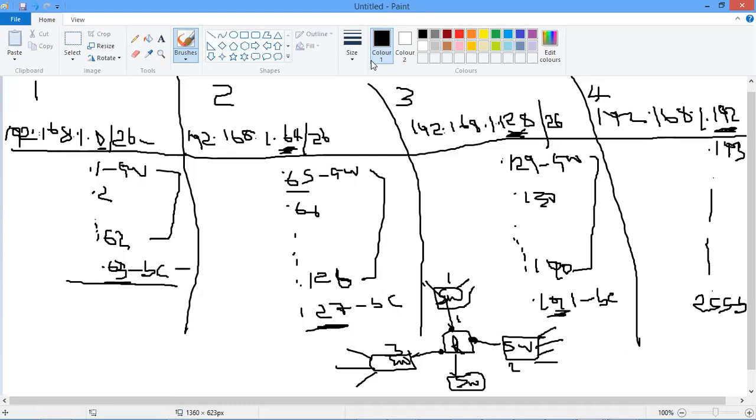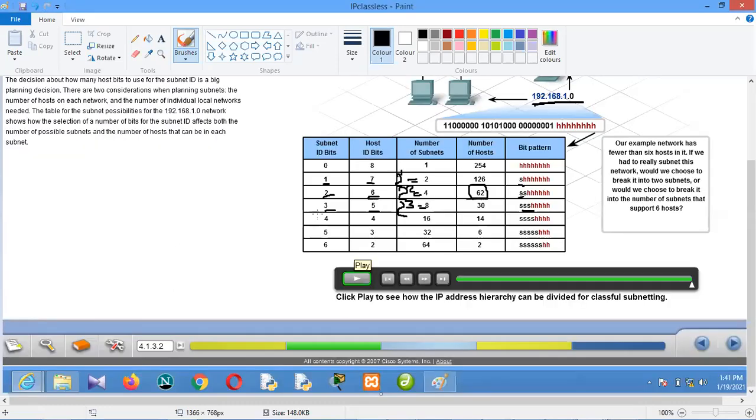Now, if I subnet, if I borrow 3, how many networks am I going to have? 8 networks. So if I'm using 192.168.1.0 as a case study, I borrowed 3, so it's going to be 24 plus 3, which is /27. So this one will be my first network. The second network is supposed to be 1 dot what?